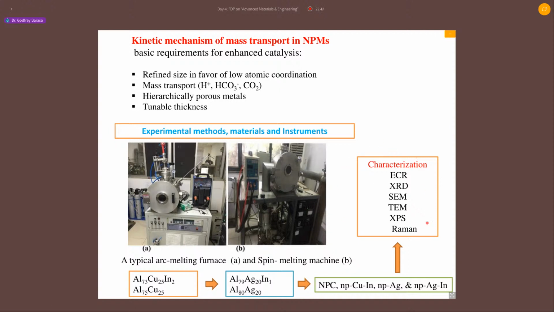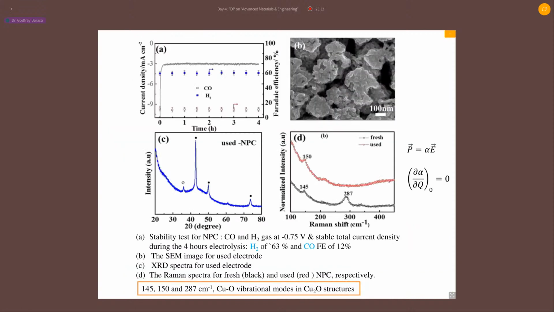And characterization: we look at the electrochemical reduction. We also use Raman spectroscopy. In addition, for the structure, we need to see what the structure looks like. Then you use what is called X-ray diffraction.